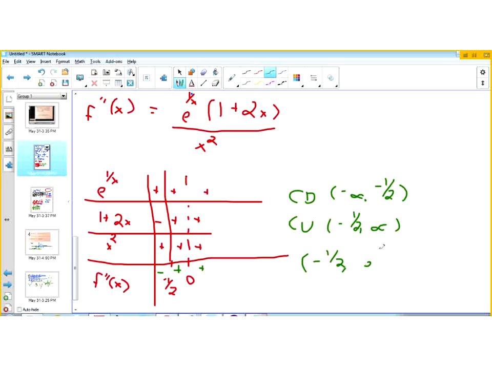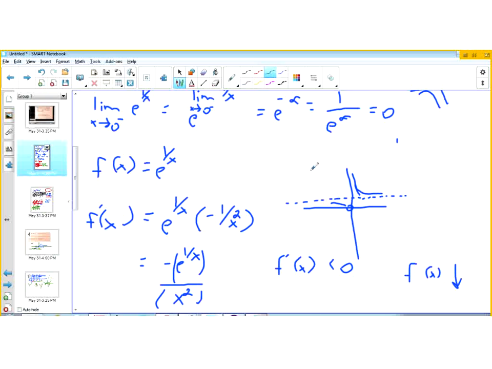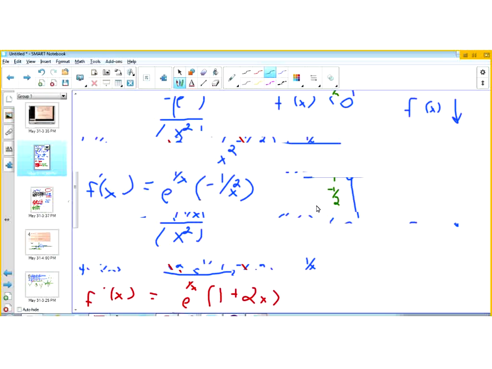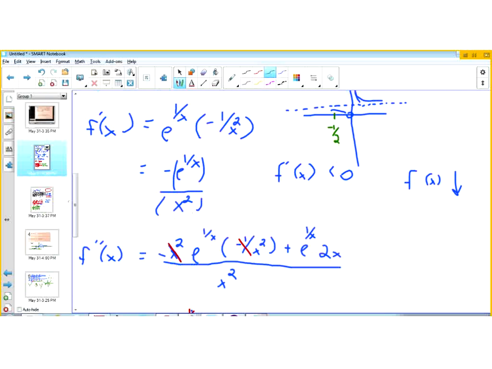So we have negative 1/2, e to the 1 over negative 1/2, which is equal to e to the negative 2, is an inflection point. And we have no local mins nor local maxes. So now we can complete our sketch. All right, so all we do then is identify this as negative 1/2. And so we're concave down up to negative 1/2.